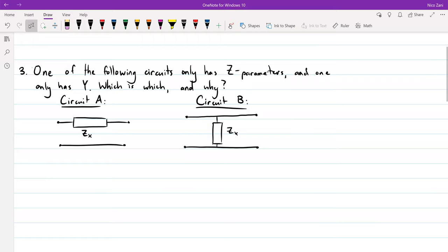As you can see, circuit A is a circuit which, in this case, only has some sort of impedance between the top nodes and no connection at all between the bottom nodes, but there is some sort of, I guess, in theory, some connection there. In the converse of this, there is no connection, or there is a short between V1 and V2, and there is this connection between the top and bottom nodes that is ZX.